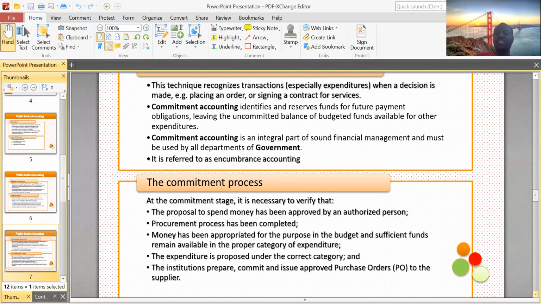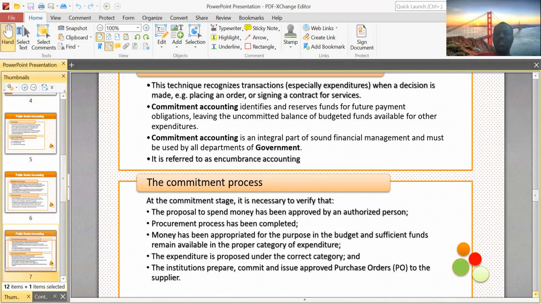At the commitment stage, it is necessary to verify that the proposal to spend money has been approved. So you want proper approval. You want to make sure that the procurement process has been completed. You also want to be sure that the expenditure is recorded under the correct category. You also want to be sure that the proper approved purchase order has been issued.